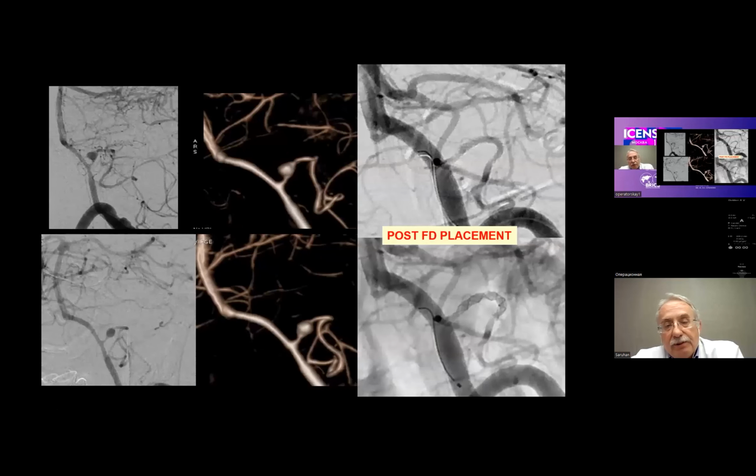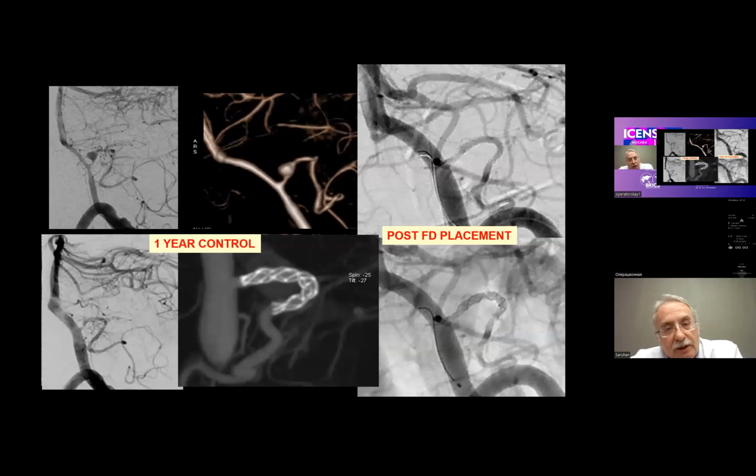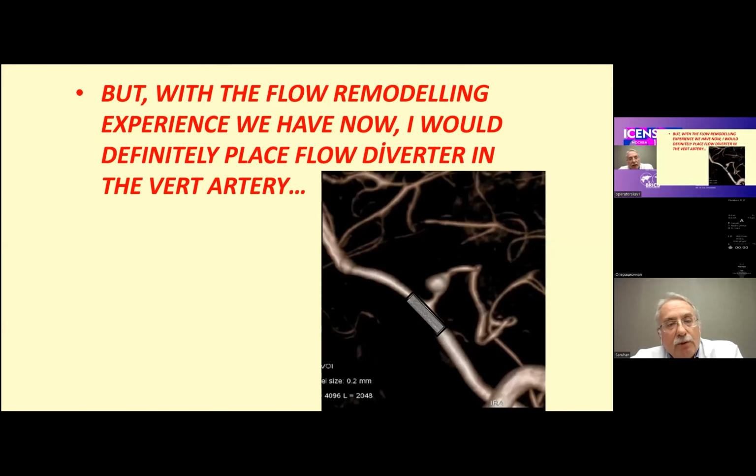So, for example, this aneurysm was treated in 2007 with a silk stent. We were so proud at that time that we were able to place the stent into that PICA, and it was a good result. But with that knowledge, experience and concept in our mind, I would definitely do this today. Not try to go into that PICA. With the flow remodeling experience, I would definitely place a diverter in the vertebral artery, drop the diastolic flow, and let the PICA remodel with the aneurysm on it.